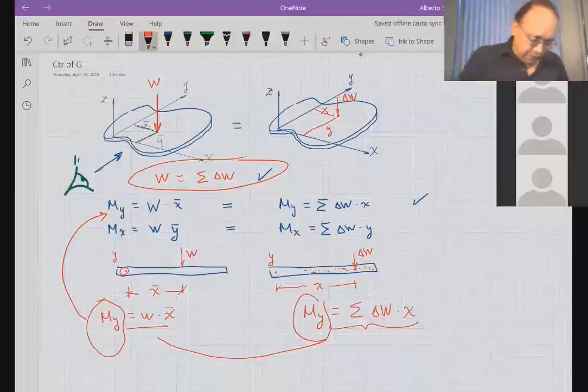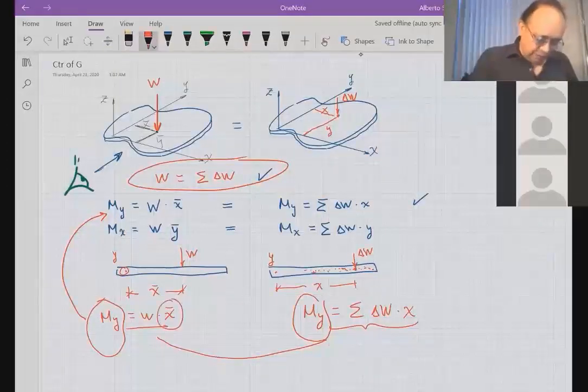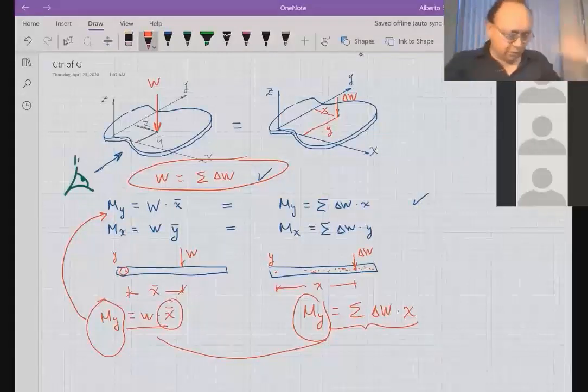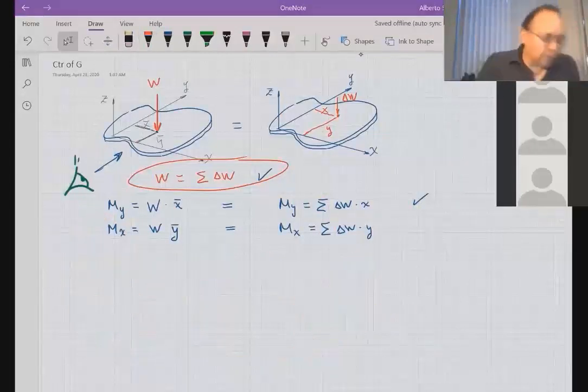So based on that fact, we are going to find what is x bar and y bar. Summation of moments has to be the same. Summation of forces has to be the same.